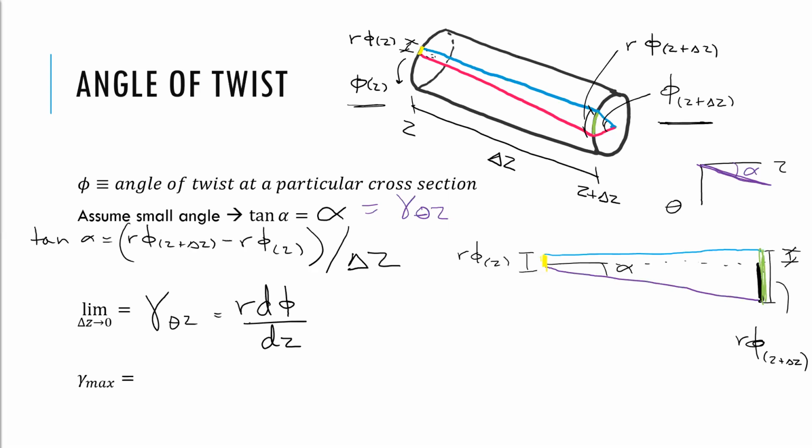And now we can give this d phi dz a very special name. The change in phi as you go along the length of your member is what we call the rate of twist. So that is how quickly your angle of twist is changing. So the angle of twist is the actual angle measured at some location. The rate of twist is how quickly that's changing with respect to the length of your member.